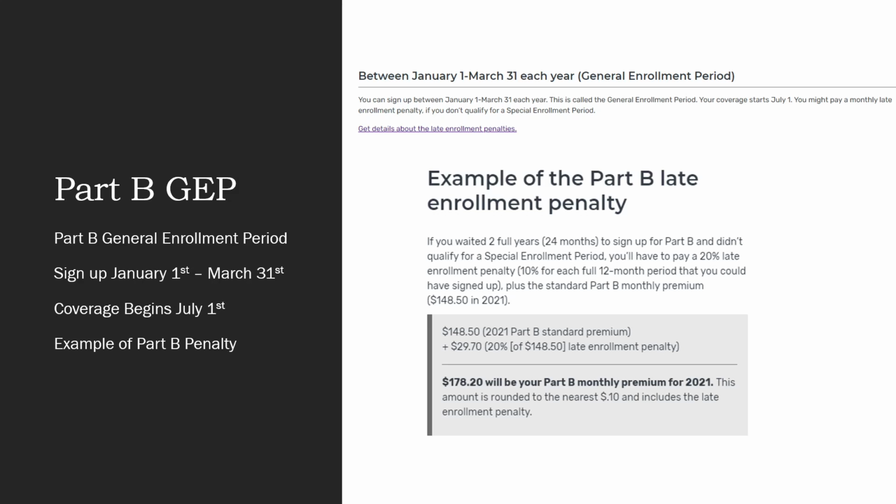And then, of course, there would be assessed a penalty, which is shown here. And it's 10% per 12-month period that you have not signed up.